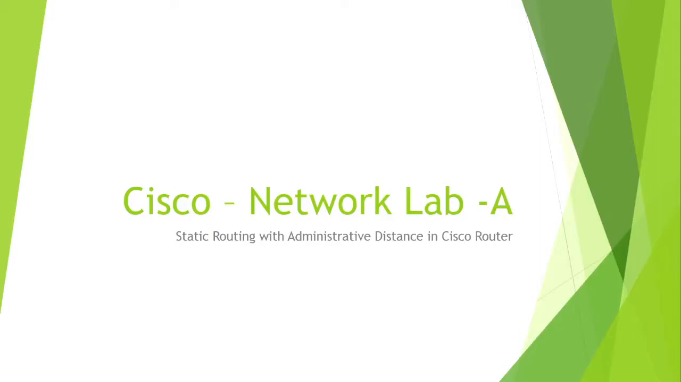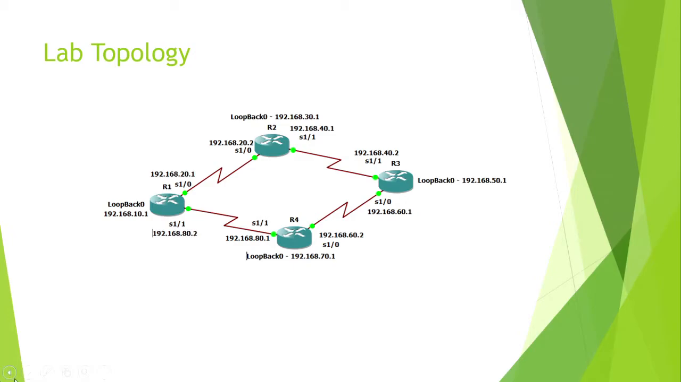Hello. I'm just going to create a simple static routing with administrative distance lab today. Over here I'm showing you the simple structure of router 1, router 2, router 3, router 4 and so on, with loopback addresses as shown over here, and IP addresses described for serial port 1/0 and 1/1. I know it's quite difficult to remember all this, so it's going to be a little bit longer video than usual, but let's see how we can achieve all these things that we have listed over here.